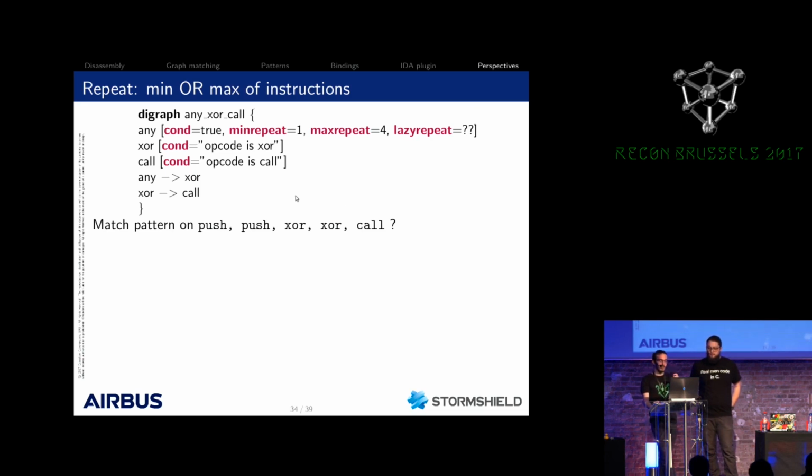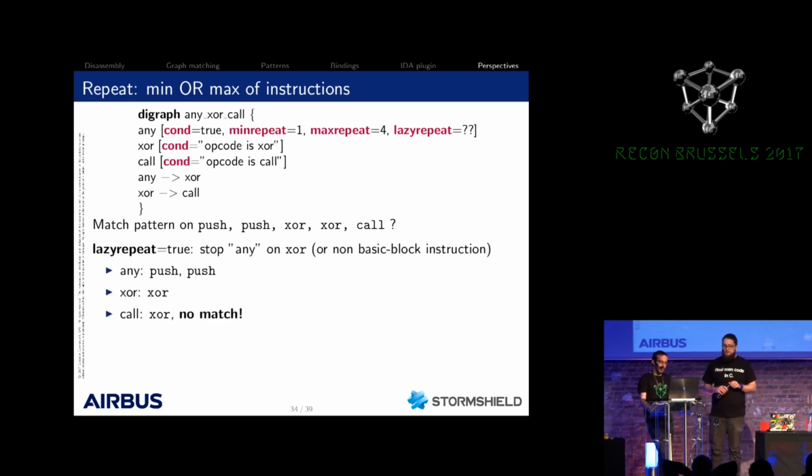So we will see how to match this pattern on a binary graph that would have a push, then a XOR, then another XOR, then a call. With the current toolset, if we put lazy repeat to true, the matching for the any node will stop once it reaches a XOR. So for any, it will take push, then it will stop. Then the XOR node will match the XOR.